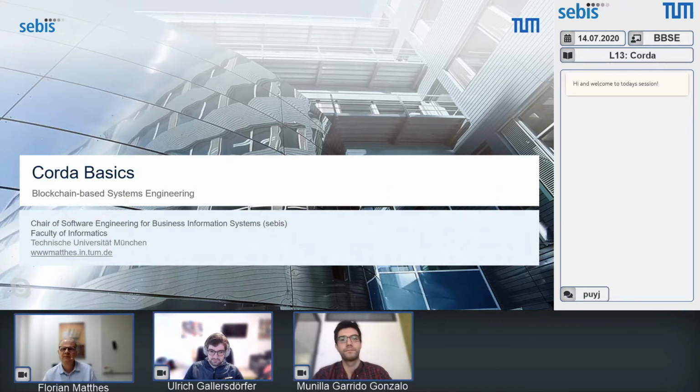Last week we covered Hyperledger, and now we move on to another enterprise ledger or consortium blockchain. It's Corda. We already mentioned it briefly, and I have to admit that last year I really only had a very shallow understanding of Corda, and since it became more and more popular, we set the goal to also cover it in a lecture. Today I will give you an introduction to the Corda basics.